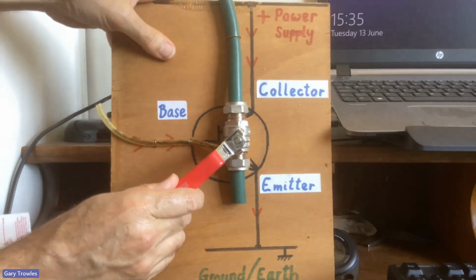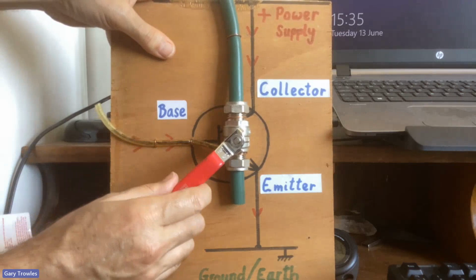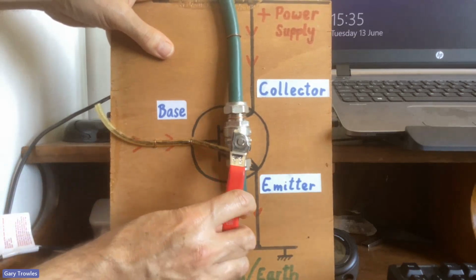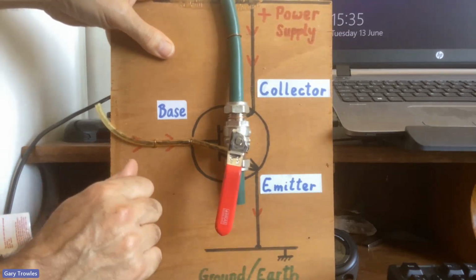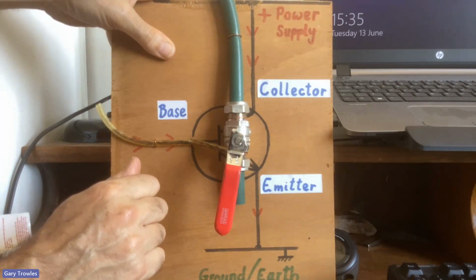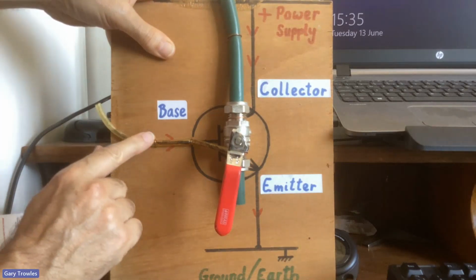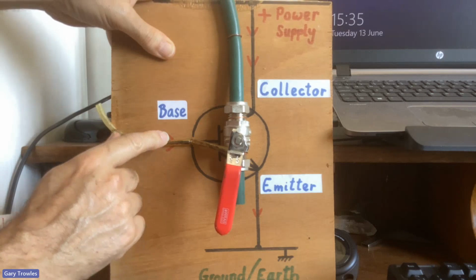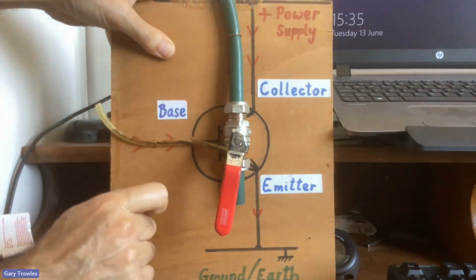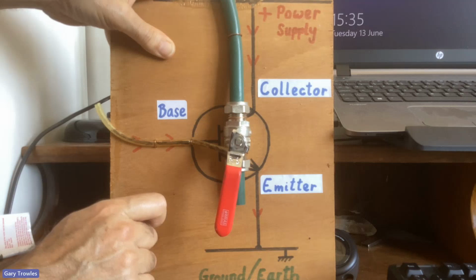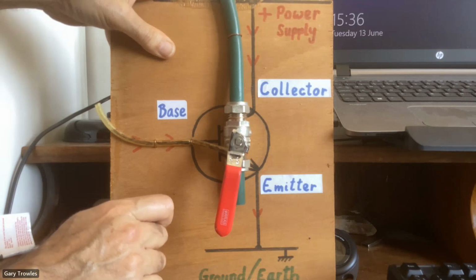If we keep turning the transistor on by applying more and more voltage here, eventually we get to a point where the transistor is fully on. This is known as saturation. If we keep applying more and more base current, it no longer increases the collector current, and that is the point of saturation.